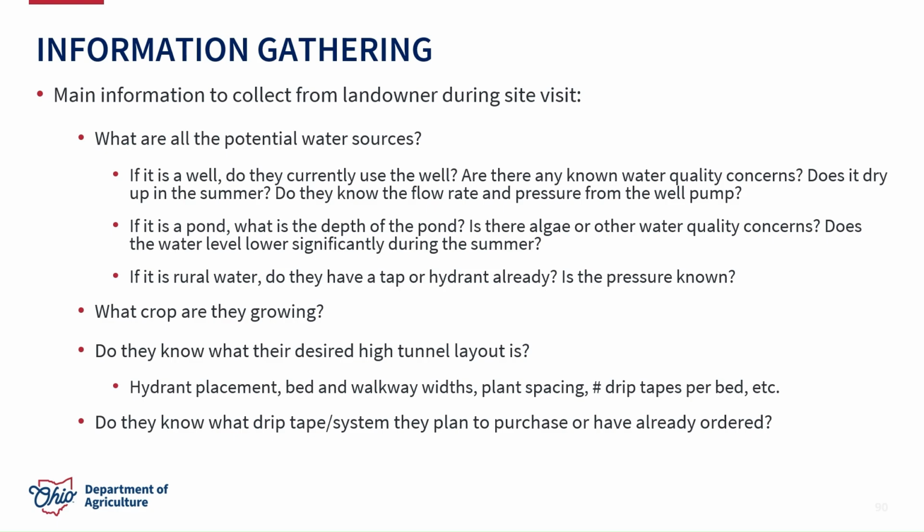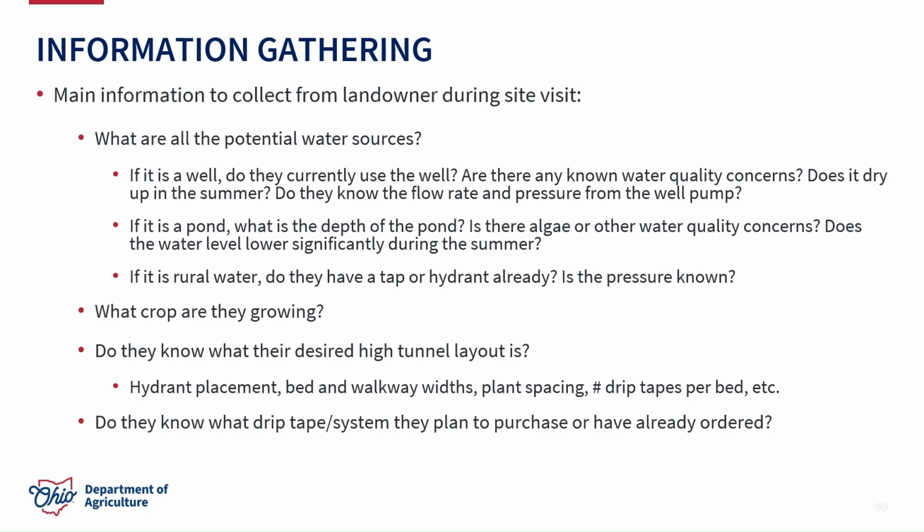And then generally our main concern with the rural water is just going to be what is the pressure for the system, and will we need a pressure reducer? So you just want to make sure that you can understand what options might be available on that site in case you need to switch your water source during the design phase of the project. So if a producer says they want to use their well, maybe have a backup option while you're out there so that you don't have to go out there multiple times.